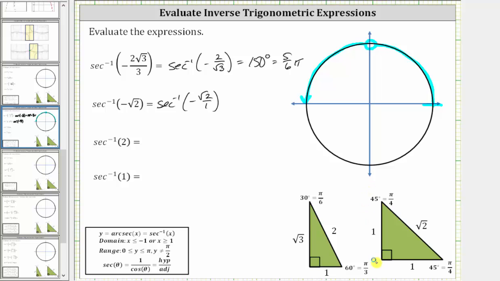We're looking at the 45, 45, 90 reference triangle. Notice how the secant of 45 degrees, or pi over 4 radians, is equal to the ratio of the hypotenuse to the adjacent side, which does give us square root 2 divided by 1. And since we are looking for the angle that has a secant function value of negative square root 2 divided by 1, this is not the angle we are looking for, but this is the reference angle in the second quadrant we can use to find the angle we are looking for.